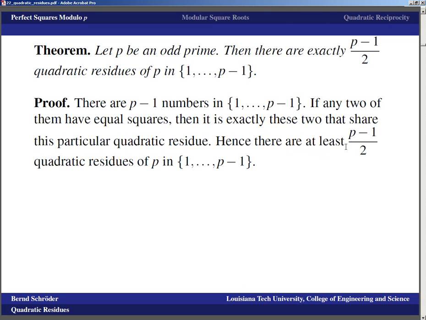And that means there are at least (p-1)/2 quadratic residues of p in the set 1 through p-1, because the worst thing that could happen is if one of them pairs up with exactly one other number and no more.